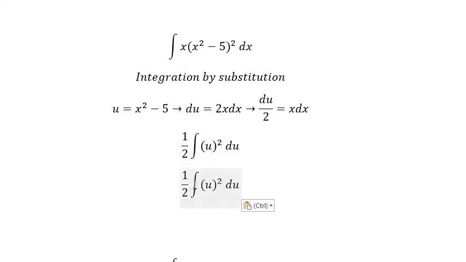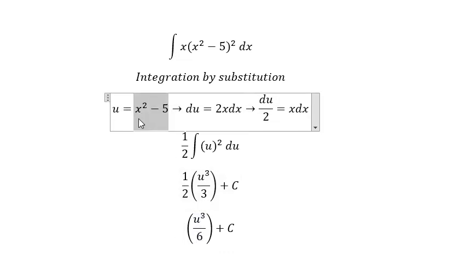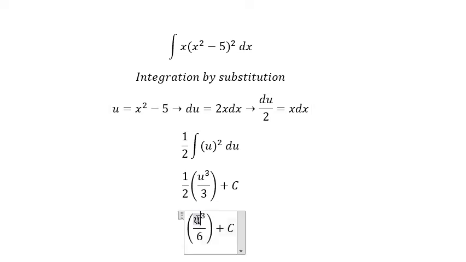The integration of u squared, we got u to the power of 3 over 3. And we put c. Number 2 with number 3, we got number 6. Substituting back u, that's this one. And this is the answer for question number 2.